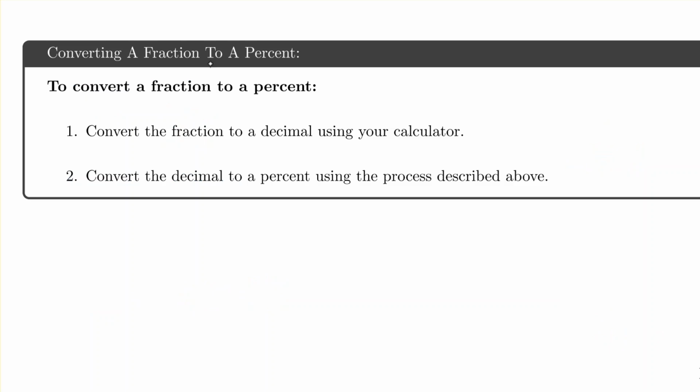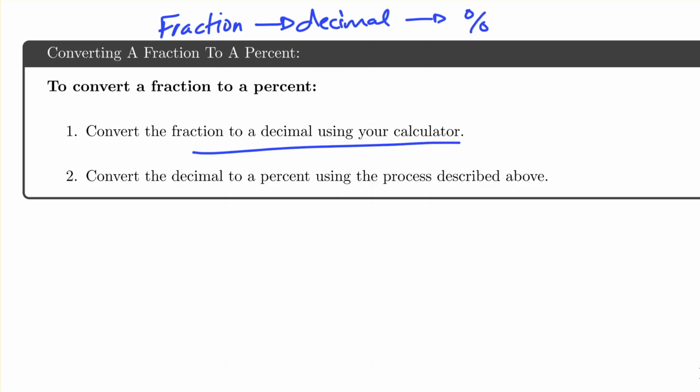So just as a reminder, kind of combining the steps that we saw above, to go from a fraction to a percent, you go fraction to decimal, and then decimal to percent. So fraction to decimal, use your calculator. So for instance, 3/4, using your calculator becomes 0.75. Then from decimal to percent, you move 2 places to the right, the decimal place. So this is 75%.